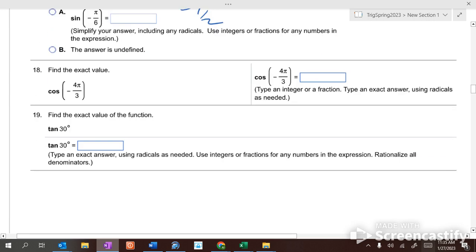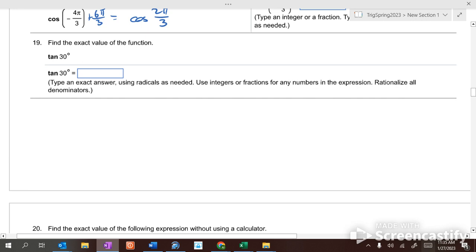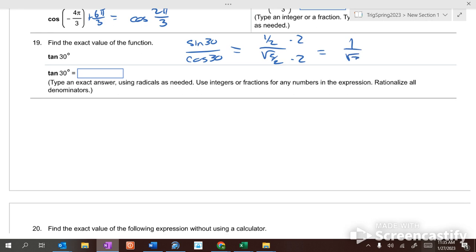Okay? Cosine of negative 4 pi over 3. If we add 6 pi over 3 to that, we get the cosine of 2 pi over 3. The cosine of 2 pi over 3 is 1/2. The tangent of 30 is the sine of 30 over the cosine of 30. Sine of 30 is 1/2. Cosine of 30 is square root of 3 over 2. So because it's a complex fraction, we multiply top and bottom by 2. So it's 1 over square root of 3. And then we multiply top and bottom by square root of 3 over square root of 3. So it's square root of 3 over 3.